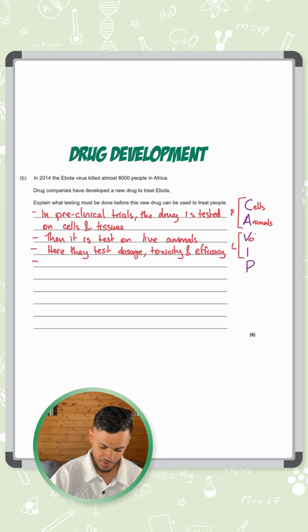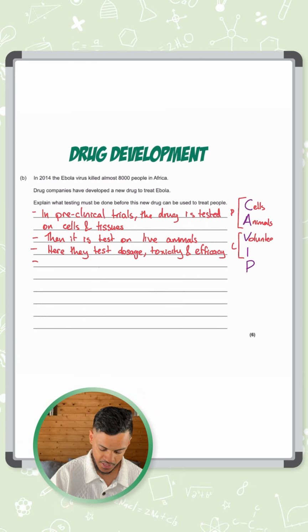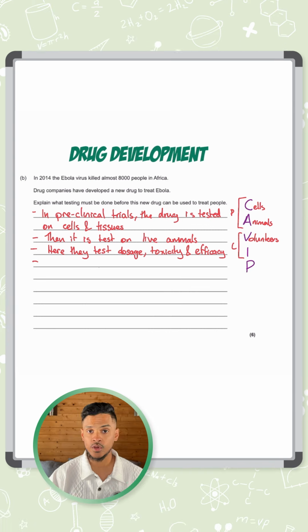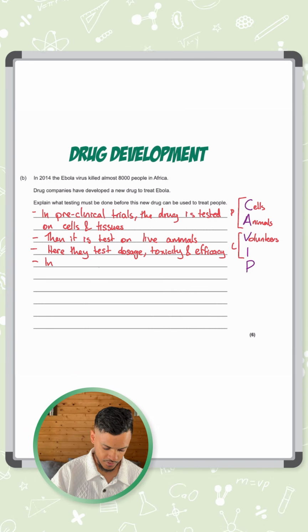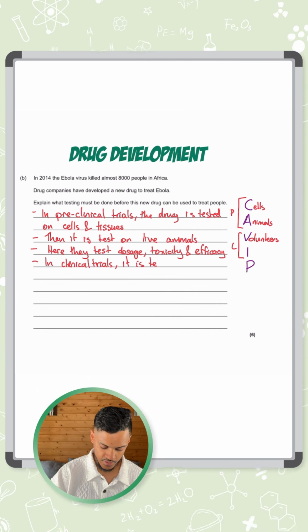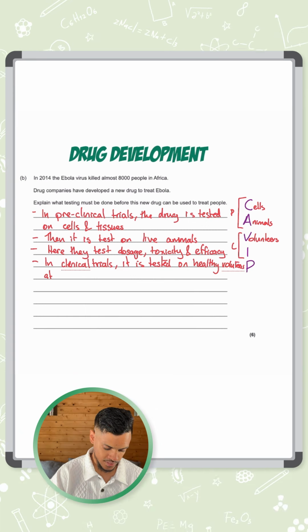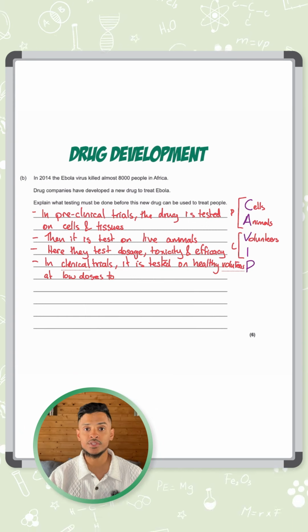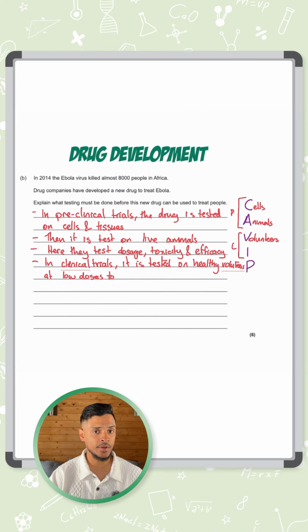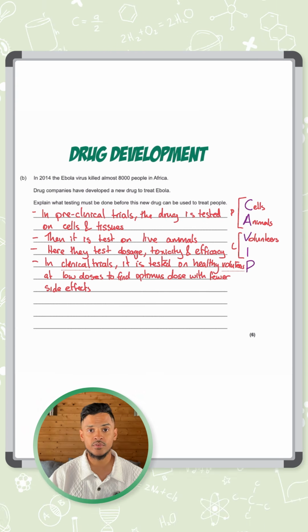So the V in CAVIP is for volunteers, i.e. healthy volunteers who don't have the disease. So in clinical trials, it is tested on healthy volunteers. So at this point, it's only tested at low doses to find the optimum dose with the least amount of side effects. Then you move on to the I.